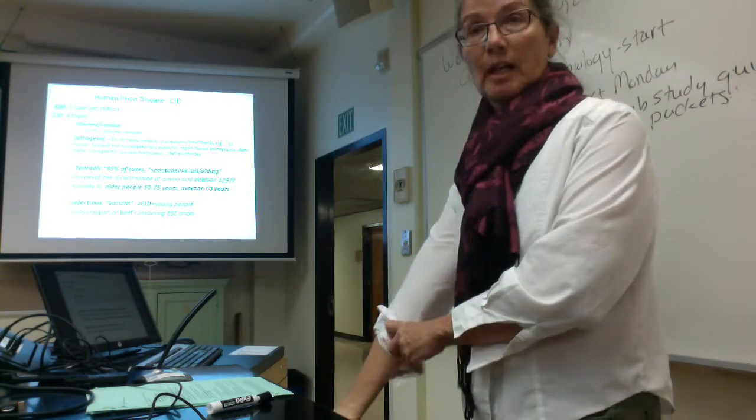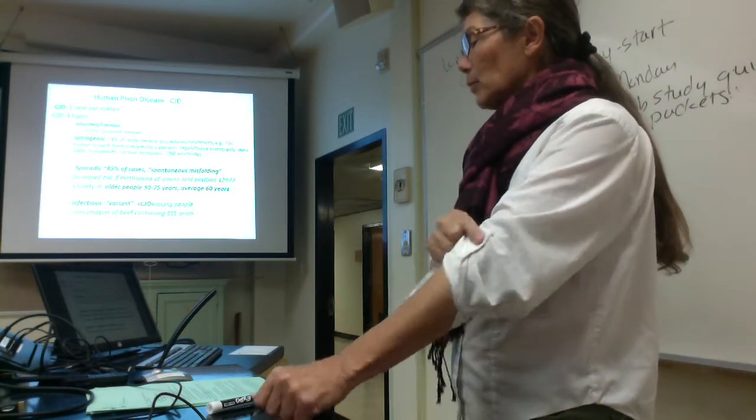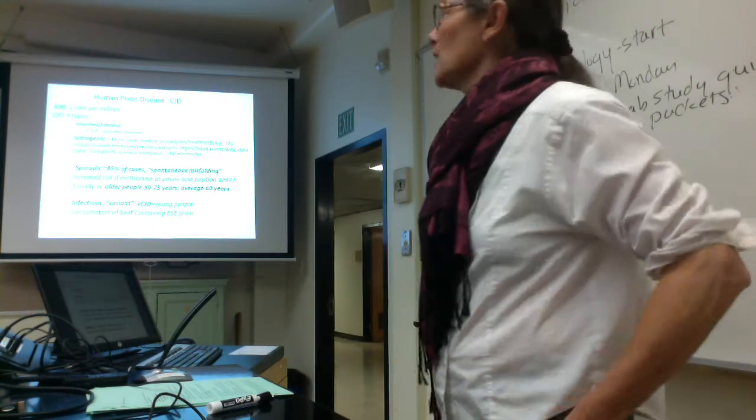So again, you guys, now we're not talking Kuru, we're talking about another form of human prion disease, Creutzfeldt-Jakob disease. The frequency is about 1 case of Creutzfeldt-Jakob disease in humans for every million. So it's not very frequent, but it sure is devastating.